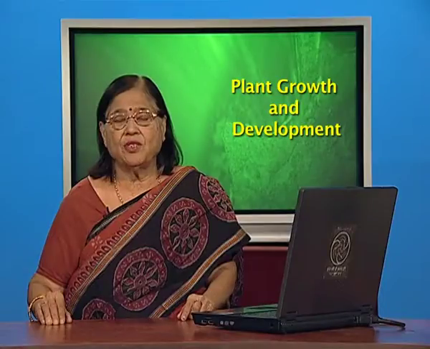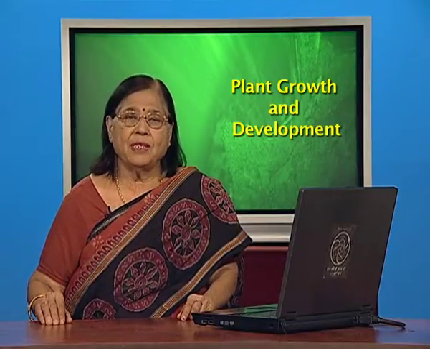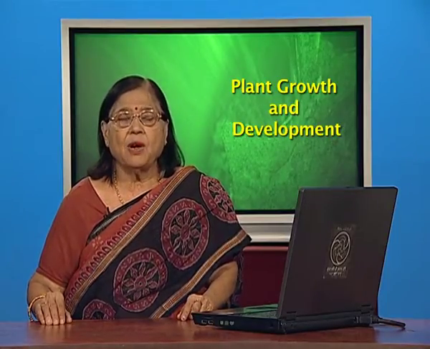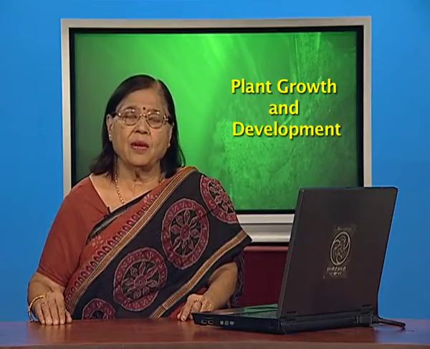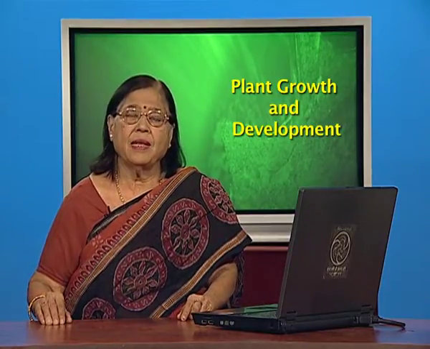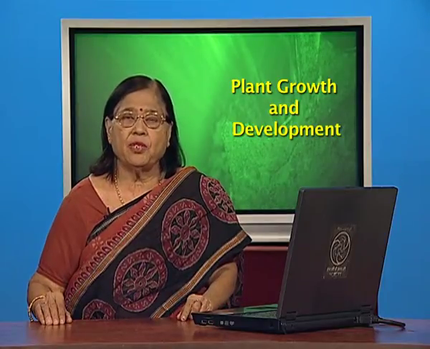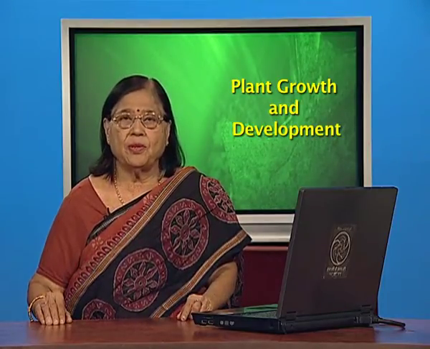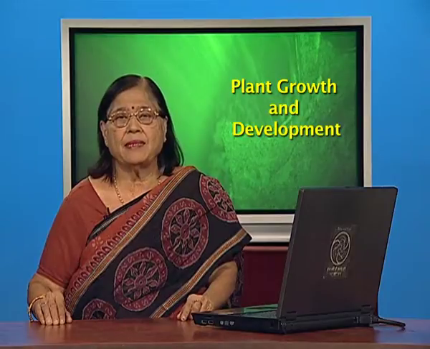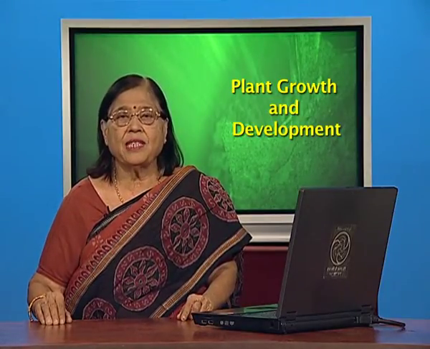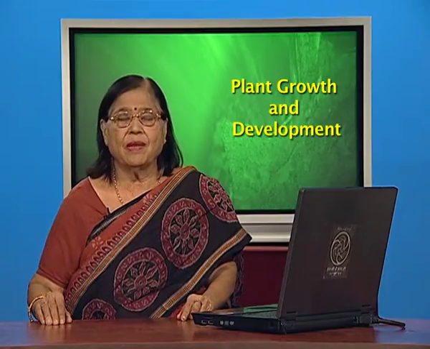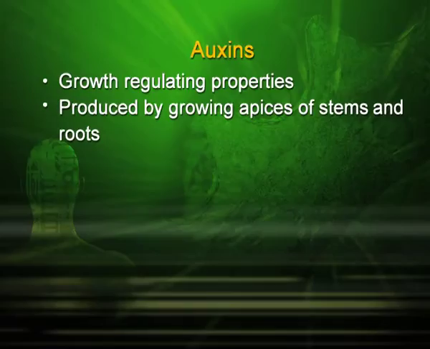Children, you know, when you put a seed in the soil, a small shoot comes out and a small root goes down, and both are growing further and further. That means, at the tip of the shoot and at the tip of the root, which we call root apices and shoot apices, these auxins are there, which are helping it to grow, especially the elongation.